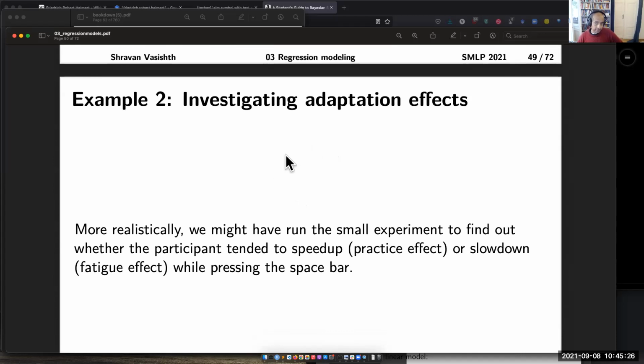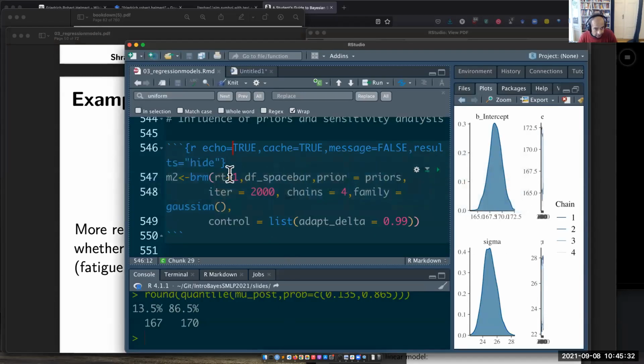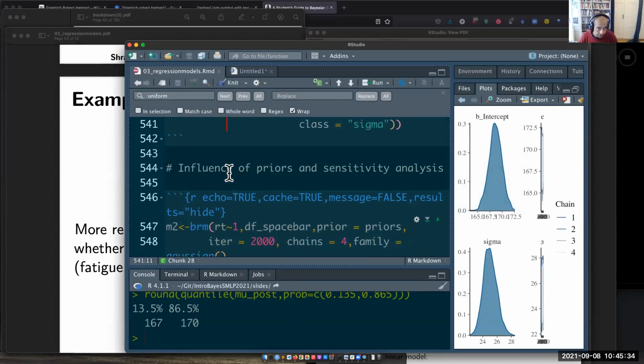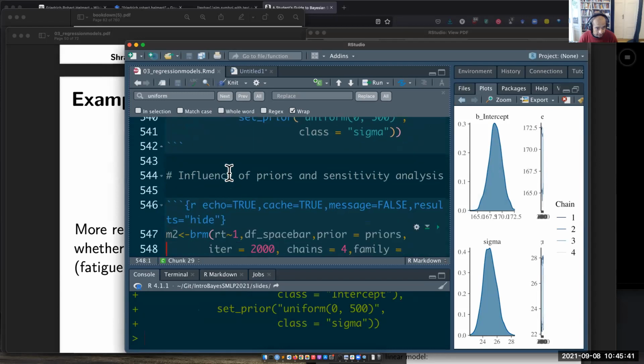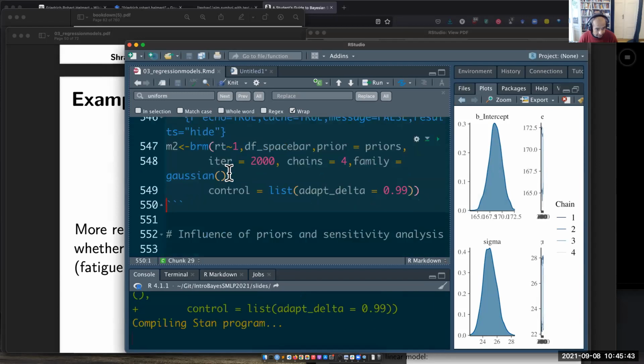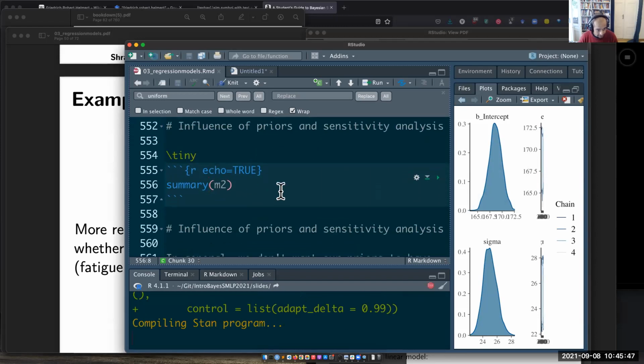So if you remember in our data, here we go. Let me just quickly fit this model for you. I'm going to take uniform priors this time, on both mu and sigma. If I fit this model, it's going to fit this, and if I look at the posterior, it'll just take a few seconds. Let's just wait.